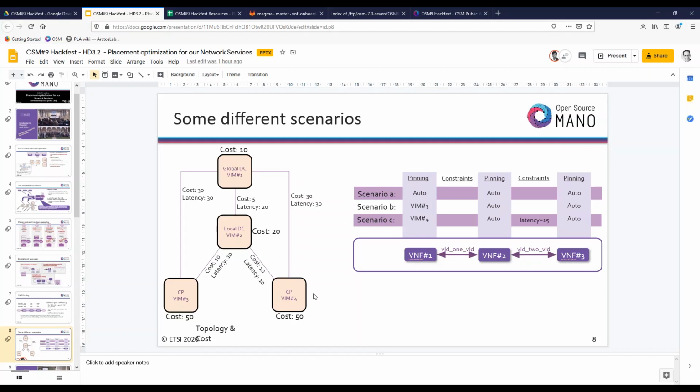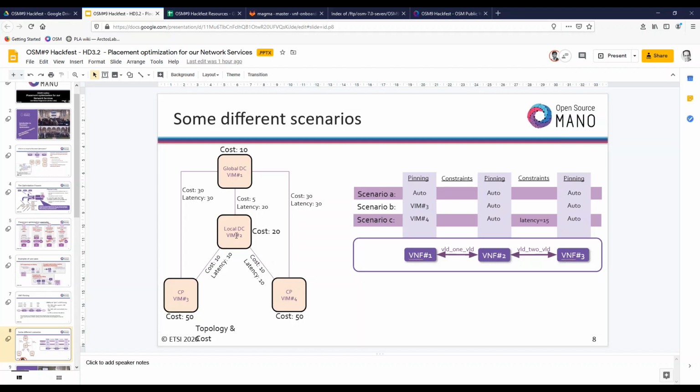If we then take another example and say that, okay, let's have a scenario where we need to put the first VNF in VIM number 4, that customer premises site. But in this case, we actually do have a constraint on the connectivity between VNF 3 and VNF 2. So following what happened here, it's better to put number 2 in the local data center. It's cheaper. But in this case, it's not possible to actually put VNF 3 in the global data center in VIM number 1, because it violates the latency constraints. This link is a bit too slow. And what will happen then is when we do the optimization, we will find out that, okay, we need to put it here. The cost is a bit higher compared to scenario B, but it will work.